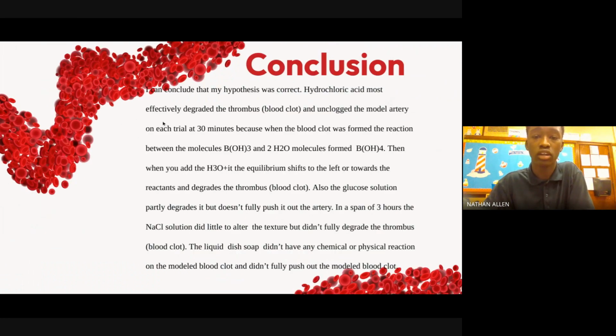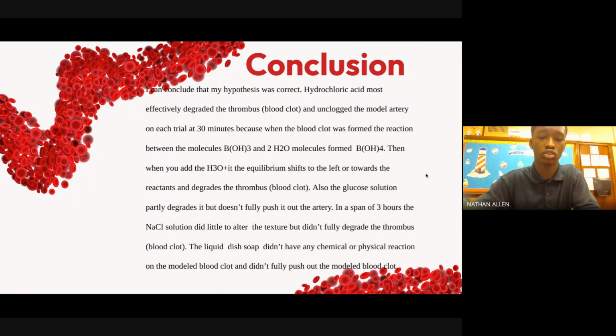Conclusion. I can conclude that my hypothesis was correct. Hydrochloric acid most effectively degraded the thrombus or blood clot in a clogged model artery on each trial at 30 minutes because when the blood clot was formed, the reaction between the chemical B(OH)3, which is borax, and the 2 H2O molecules forms B(OH)4. Then when you add H3O, which is when 2 water compounds come together, the equilibrium shifts to the left, towards the reactants, and degrades the thrombus or blood clot.